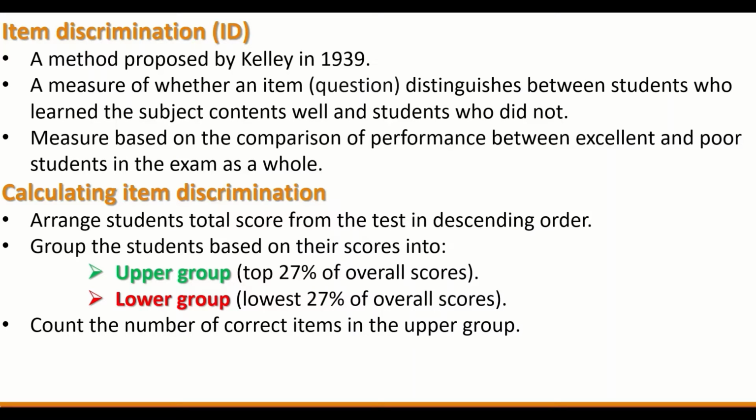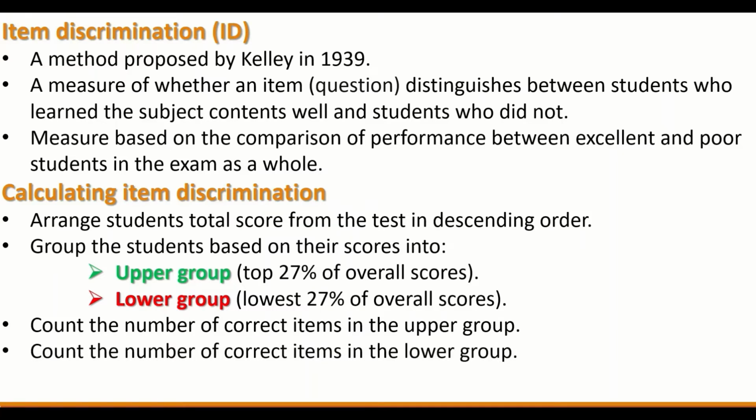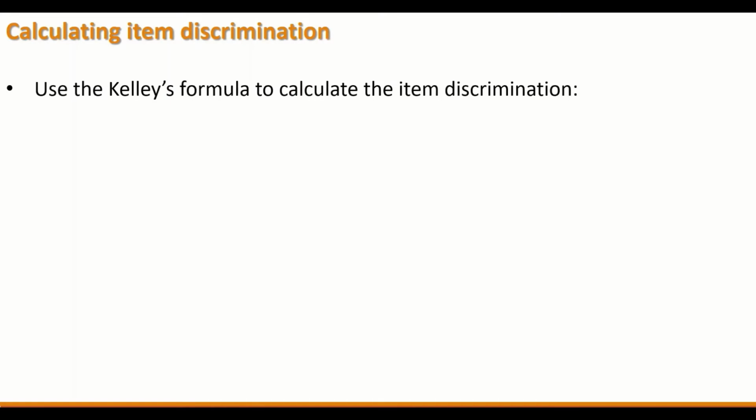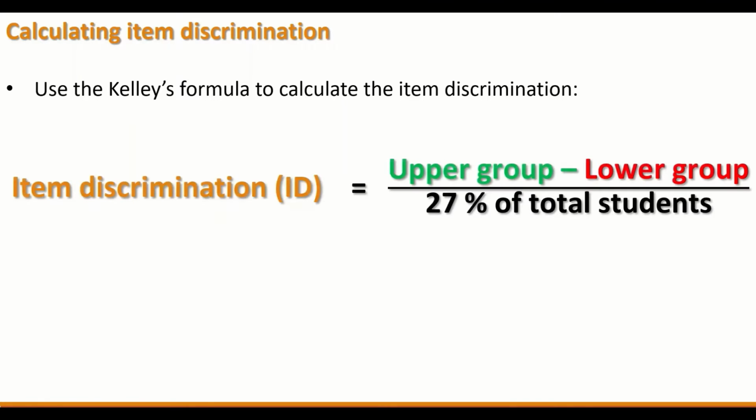Count the number of correct items in the upper group and then count the number of correct items in the lower group. Then subtract the correct questions in the bottom group from the correct questions in the top group. Then use Kelley's formula to calculate the item discrimination as given here.